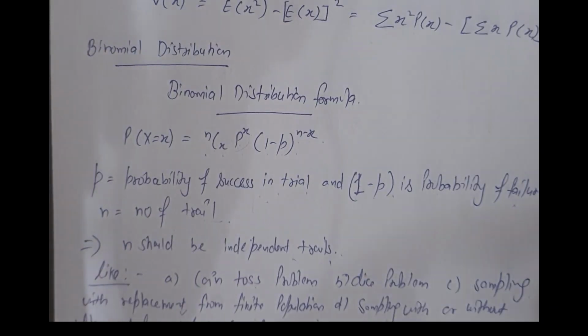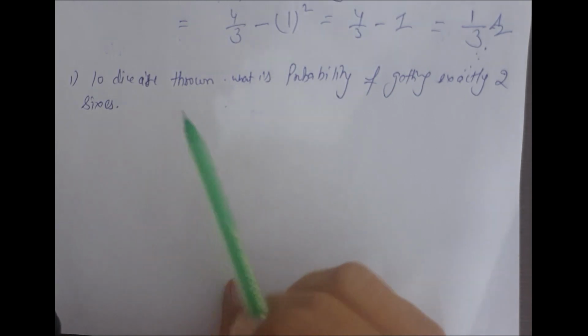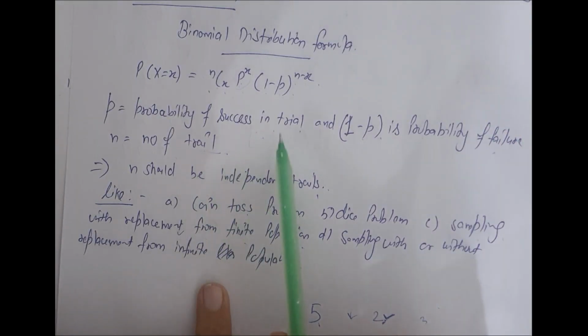So let's understand this binomial distribution with the help of examples. Now, 10 dice are thrown. What is the probability of getting 2 sixes? Now, there are two conditions where we use binomial distribution: first, the trials should be independent; second, where we can't solve the question using simple probability.